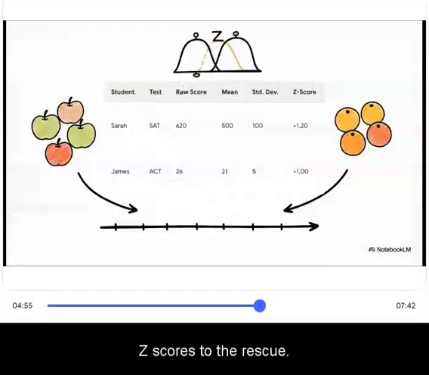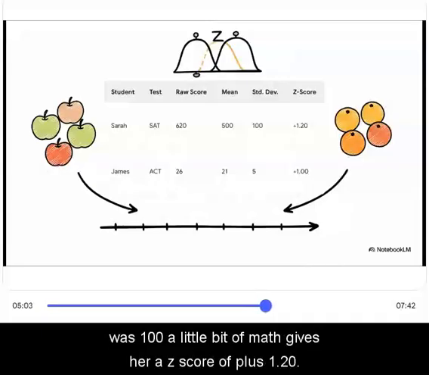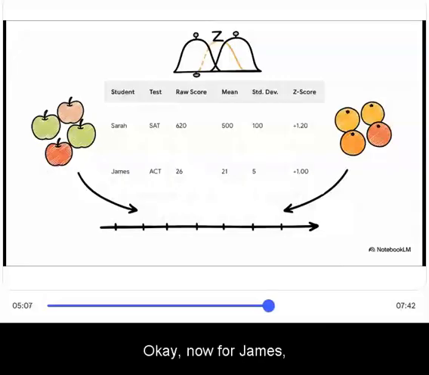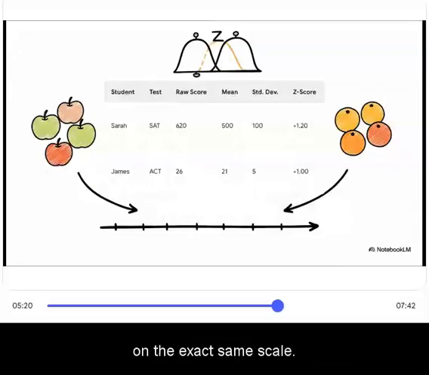Z-scores to the rescue. Let's take Sarah's SAT score, 620. We know the mean was 500 and the standard deviation was 100. A little bit of math gives her a z-score of plus 1.20. Okay, now for James. His ACT score was 26. The mean for that test was 21 and the standard deviation was 5. That gives him a z-score of plus 1.00. Suddenly, the apples and oranges are on the exact same scale.